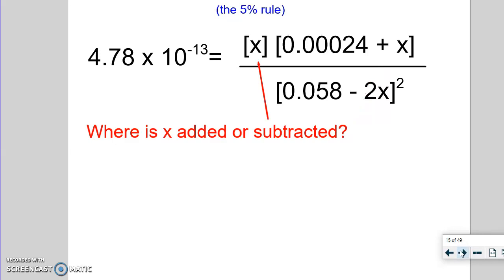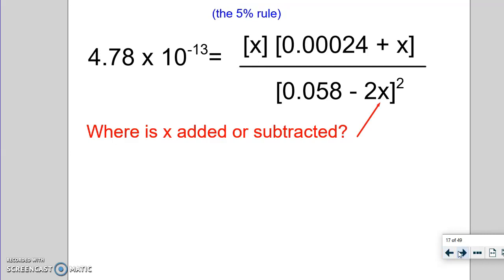But notice, it is not being added or subtracted. It is being multiplied. If you multiply tiny numbers, that changes the answer quite a bit. Adding something like 0.00001 to something isn't going to change the value very much, but multiplying by 0.00001 is going to change your value a lot. So we are not going to ignore that x. That is not a candidate. We're going to leave that x alone.